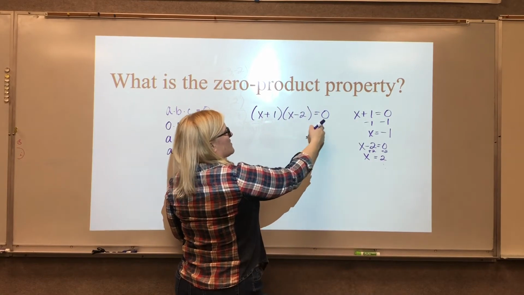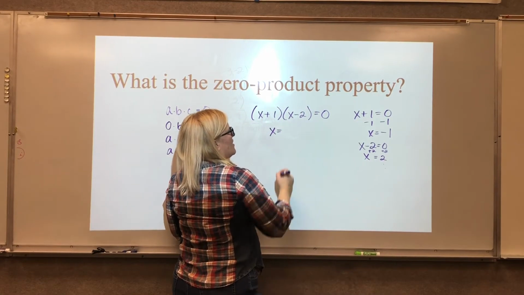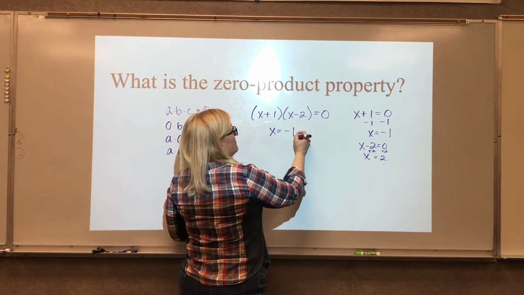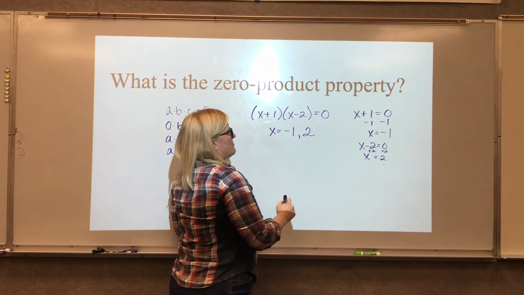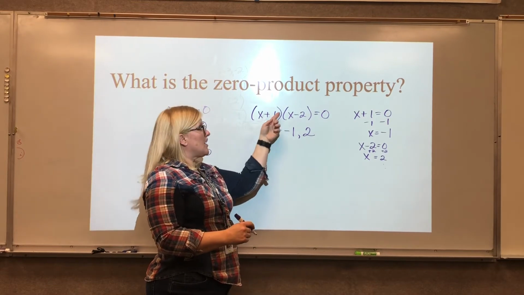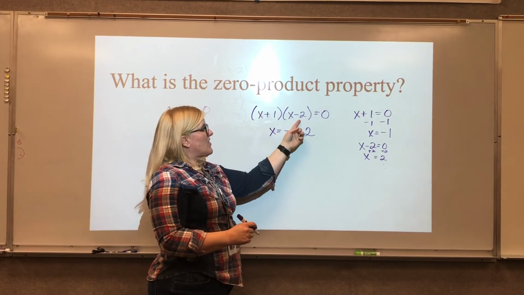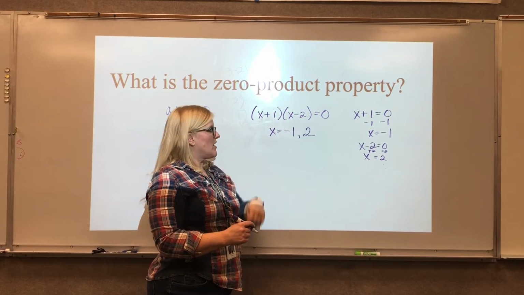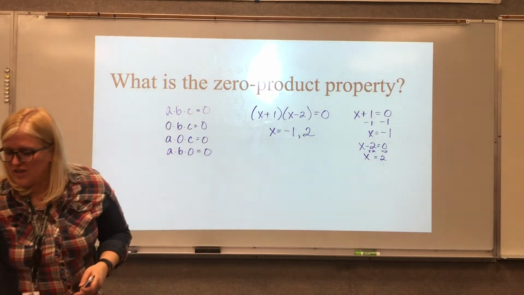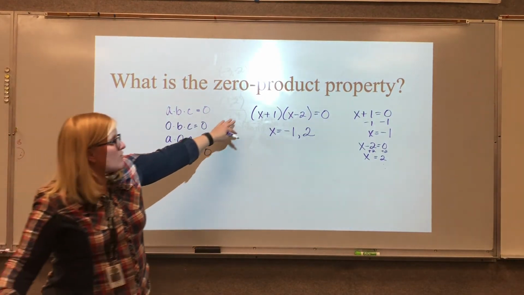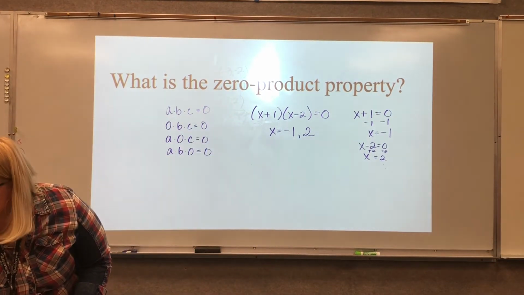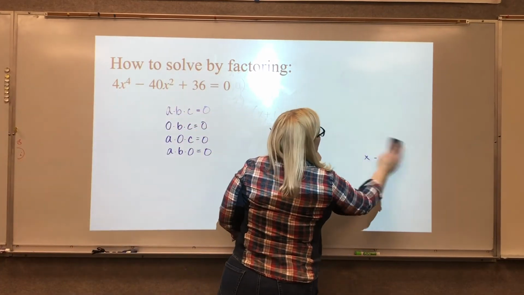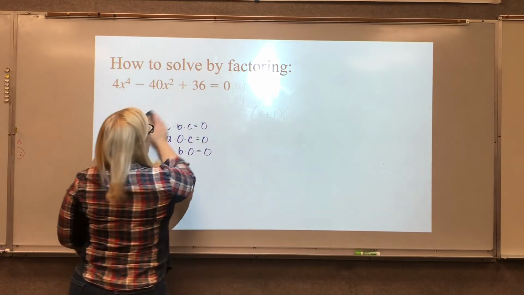So in order to make this statement true, the values of x that could make this 0 are negative 1 and 2. Because if I threw a negative 1 in there, it would make this 0. If I threw a 2 in here, it would make this 0. Okay, hopefully you can get a little sneak peek of what it is that we're going to be doing. Okay, so how to solve a polynomial by factoring.